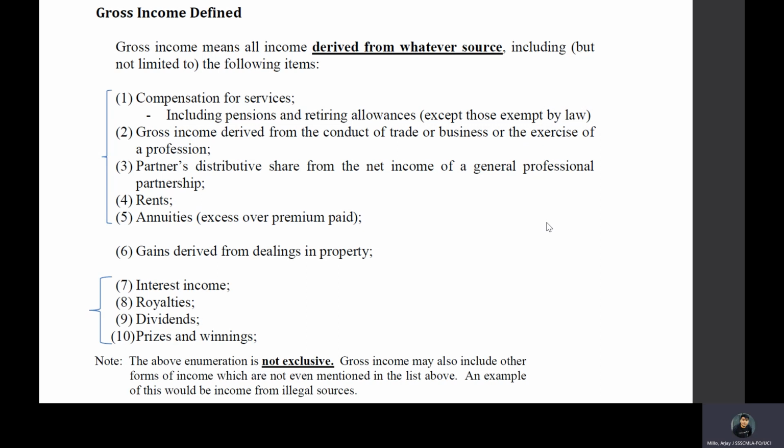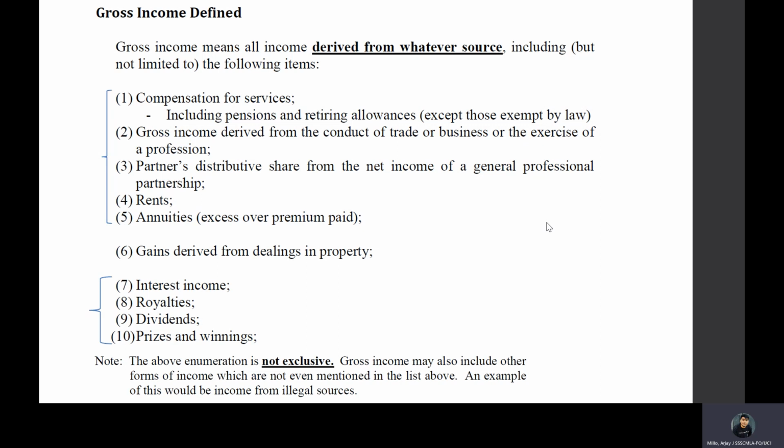Pangalawa, yung mga gross income derived from conduct of trade or business or the exercise of profession. So yung mga professional fee or yung mga income mo from your business. Pangatlo, your partner's distributive share from the net income of the general professional partnership. So diniscuss natin before that a GPP is exempt from tax. So yung matataxan yung mga share ng income ng mga partners niya. Then rents. If you have properties na pinaparentahan, then annuities, of course, excess lang over yung premium paid. Then gains derived from dealings in property, interest income, royalties, dividends, prizes, and winnings.